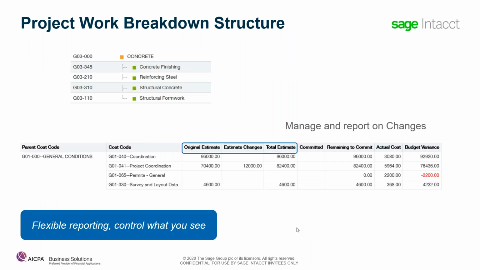Now, how that starts to look when we look at the actual setup in Sage Intacct is we can have parent-child relationships. So here you see concrete and then all these different sub-accounts underneath it. As you can see, you can have a very flexible cost code: letters, numbers, dashes. And then that translates onto our reports as bringing in that cost code detail. And we can manage and change all this information on our report. This particular report is letting us see an estimate, changes, revised estimate, and then bringing in any commitments and actual costs.